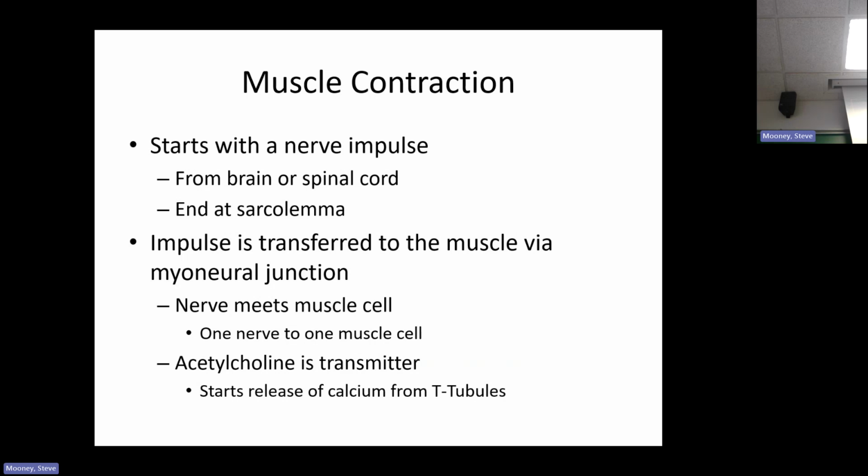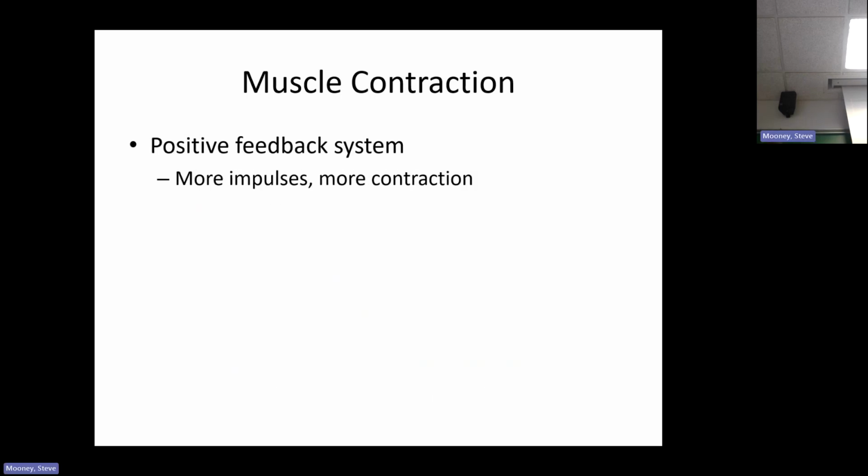They're going to stimulate the release of calcium from the T tubules. So the more signals we have coming down, the more acetylcholine, the more calcium will be released into the T tubules, and they surround the myofibrils, and the calcium will diffuse in and start the contractions. So if we go back to milk fever, if we've got no calcium there, I can't start a contraction. So we need that contraction there.